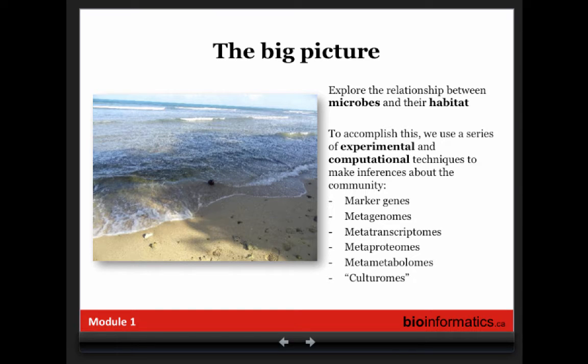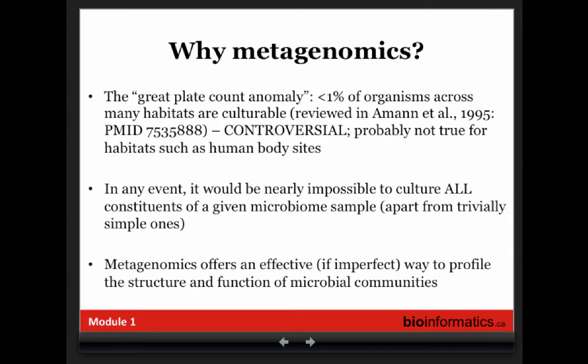And some people have even come up with the term culturomics, which goes back to trying to culture individual organisms, but using much more systematic ways of defining the culturing media to try to culture more organisms. Culturing, of course, most microbiologists know, is a problem. There's a paper that talks about the great plate count anomaly, the conclusion being that less than 1% of organisms across many habitats are culturable, and the rest, while you can observe them indirectly, never grow in the lab. With the culturomics type of approach, this is gradually being tackled, and it's probably not true for habitats that are much better defined, such as the human gut or the human body sites.